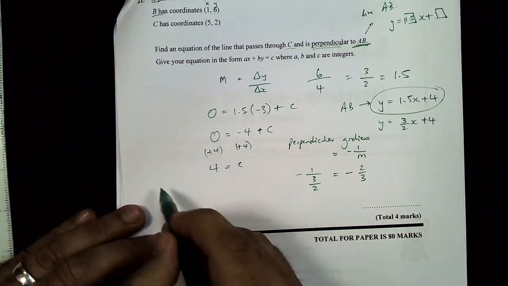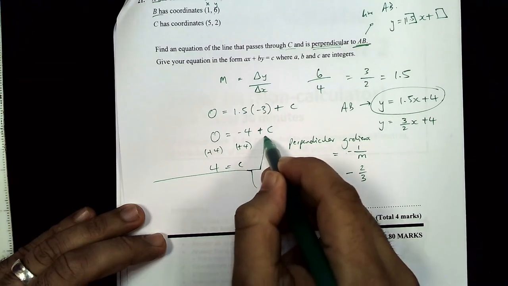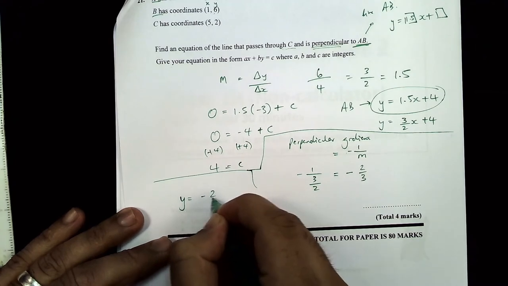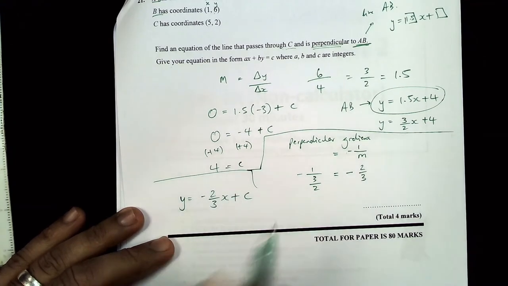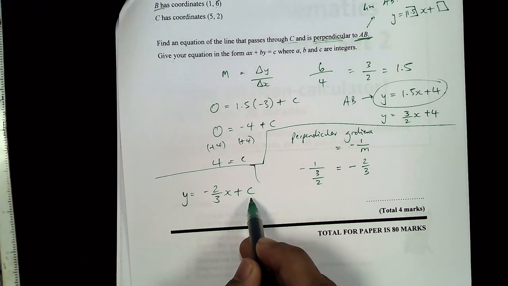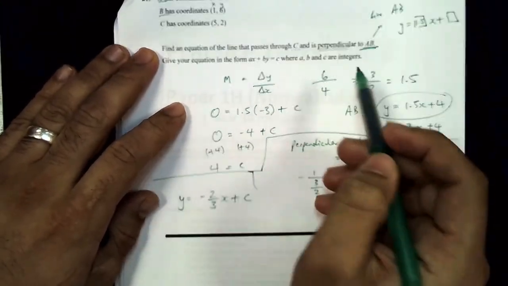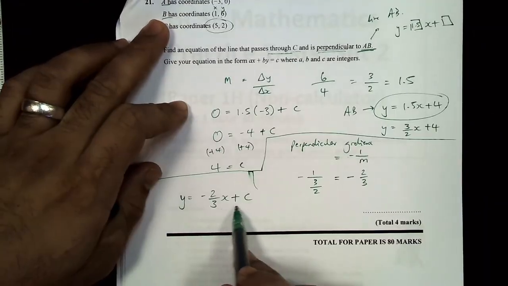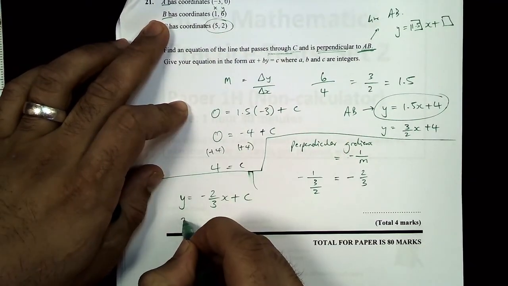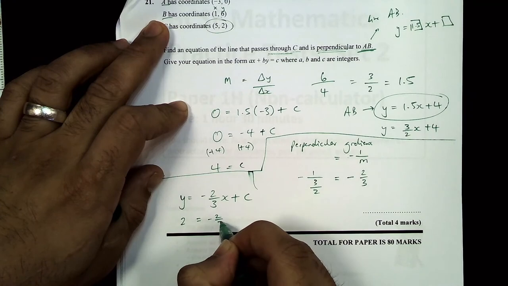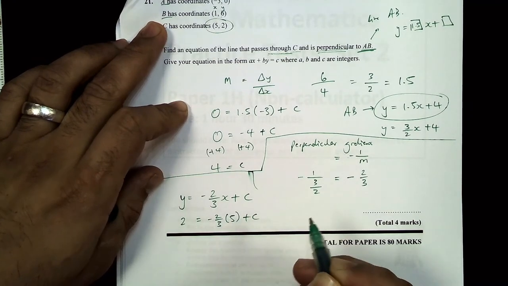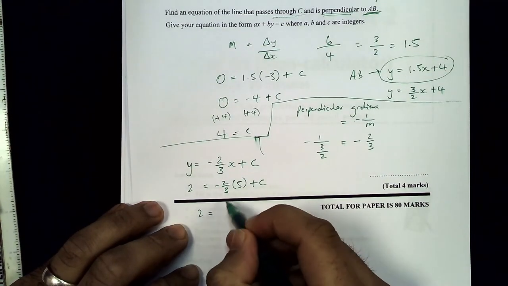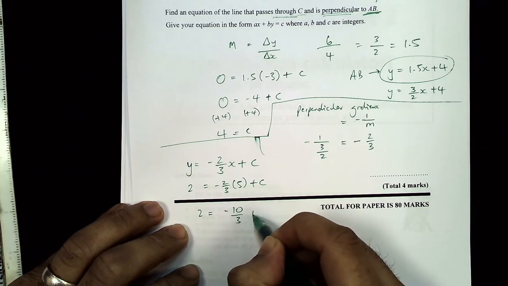So this was the perpendicular gradient. So y equals minus 2/3 x plus something. Now again, I need to work out the new intercept, because I'm trying to work out the equation of this new line. Now I know it passes through C, so I've got two coordinates that I know work on this line. So let's try those two in there. 2 equals minus 2/3 of 5 plus something. So 2 equals minus 10/3 plus something.